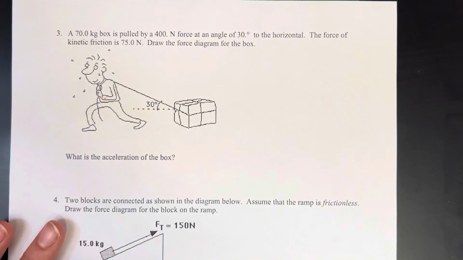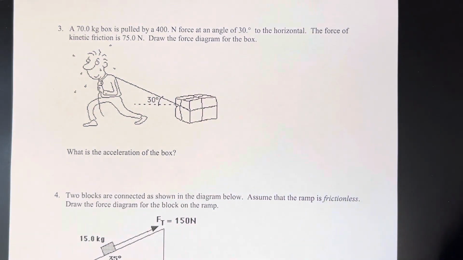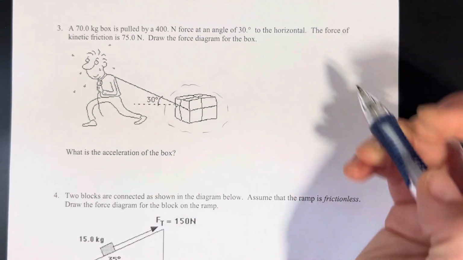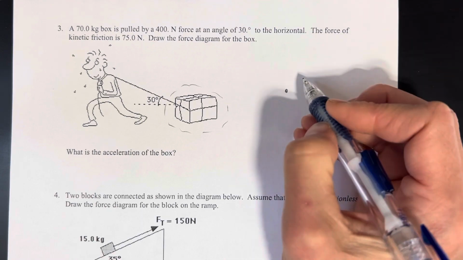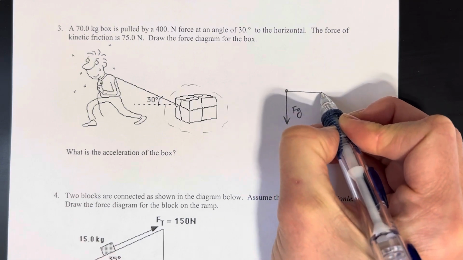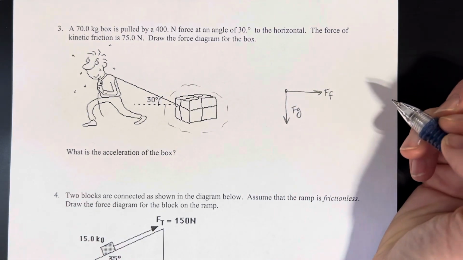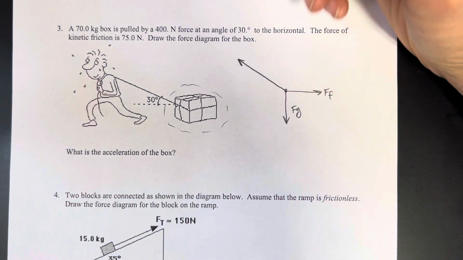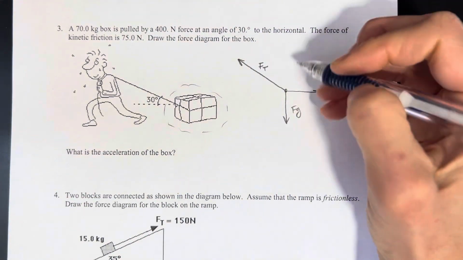And in this problem, there is a person dragging a block, and it tells you what the coefficient of friction is. Oh, sorry, it just tells you the force of friction. And you have to determine the acceleration of the box. So the first thing we're going to do is establish a system and draw a force diagram. So my system is this block, and I'm going to draw my force of gravity acting down. I know I have a force of friction acting in this direction. I have a force of tension acting at 30 degrees from the horizontal. And then I have a normal force acting up.